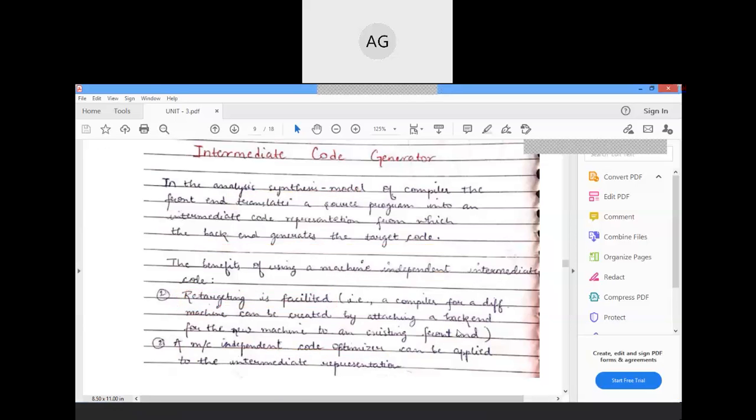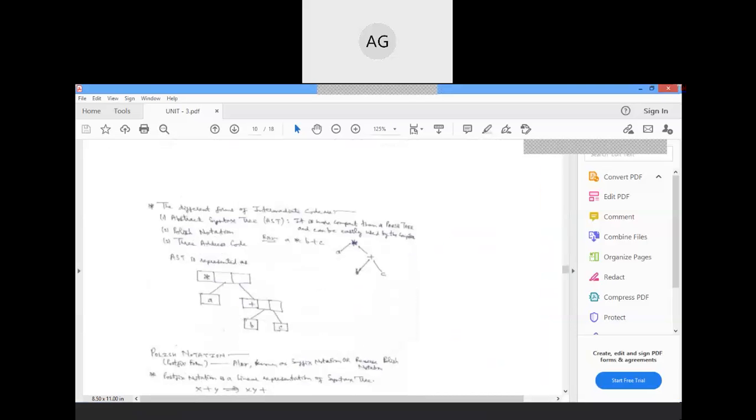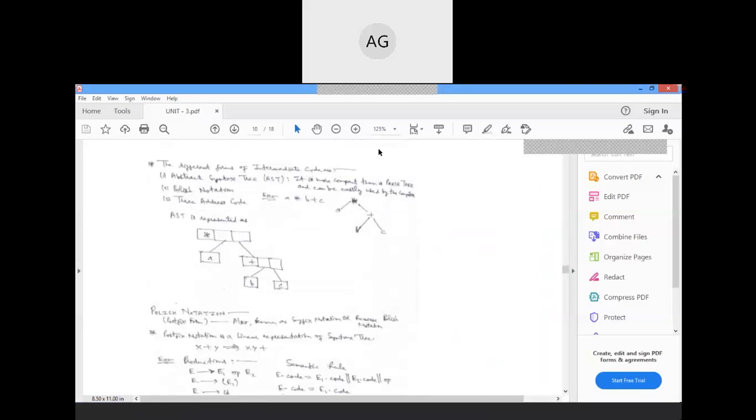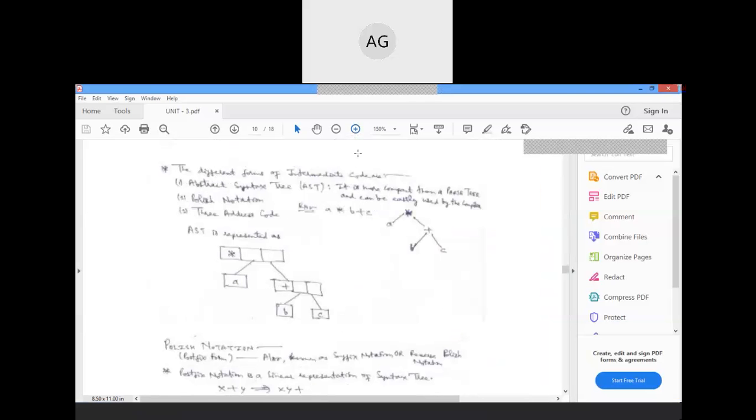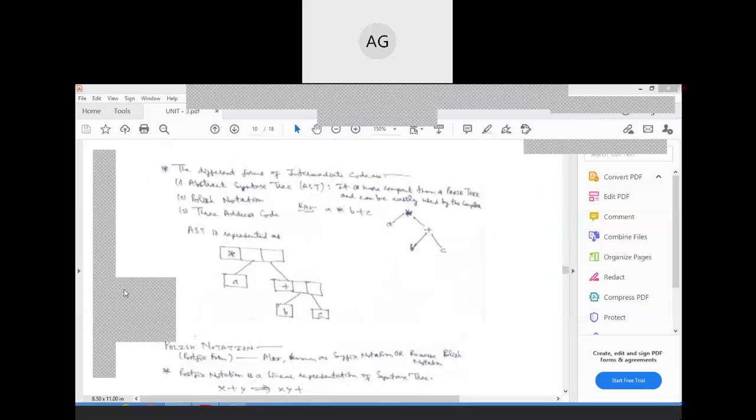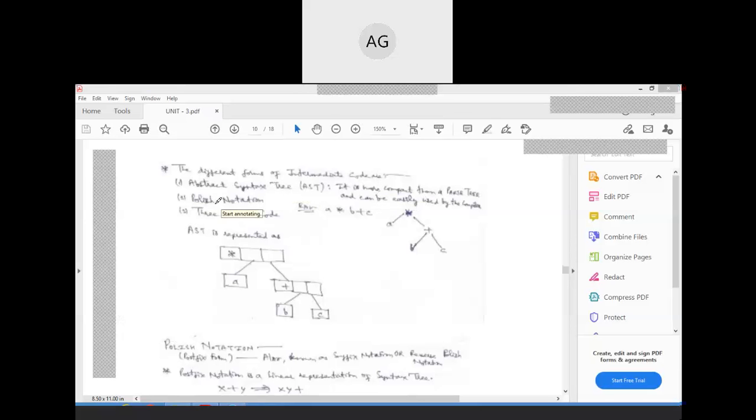So moving on, I think I'm enlarging it. So now you can clearly see it. So the different forms of intermediate code are, these are the three different forms.